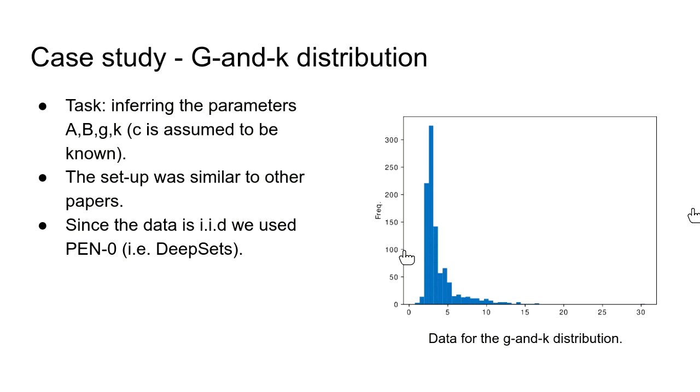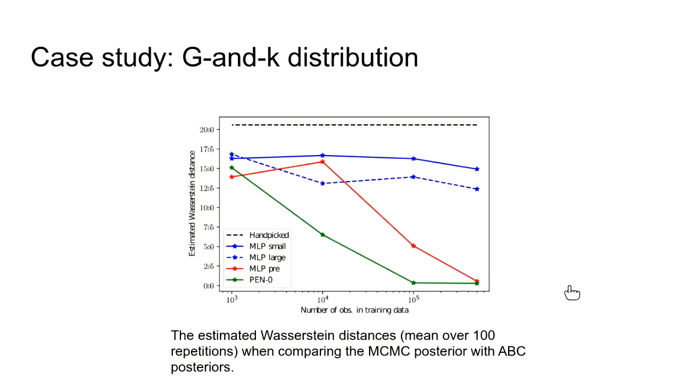Importantly, since the data for the JNK distribution is IID, we have a PEN zero, since the data will be exchangeable. So we have the deep sets architecture here actually. And here we have some data simulated from the JNK distribution. So we see that it's a heavy tailed distribution. What we look at here is the estimated Wasserstein distance, the mean over 100 repetitions, when comparing MCMC posteriors with the ABC posteriors, and the MCMC posterior is the analytical posterior actually.